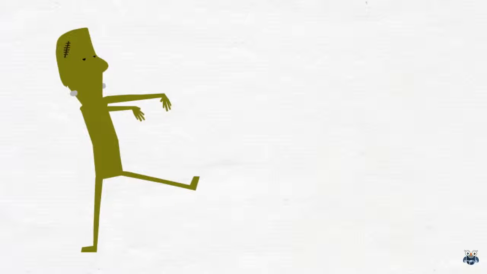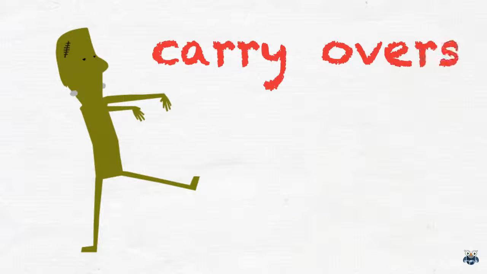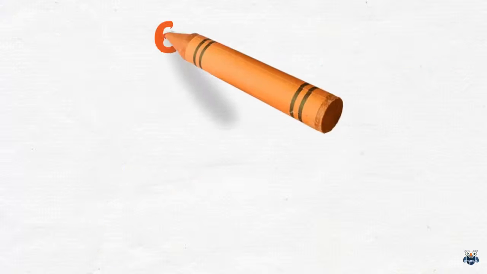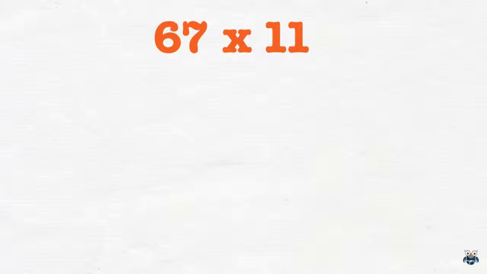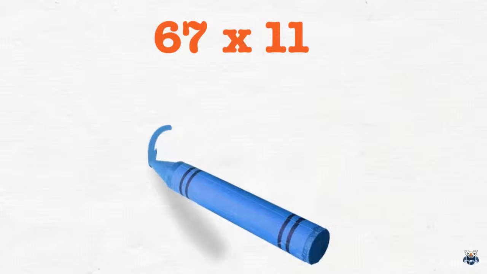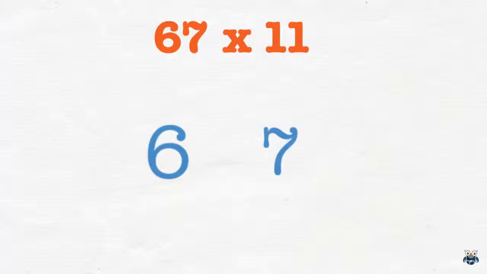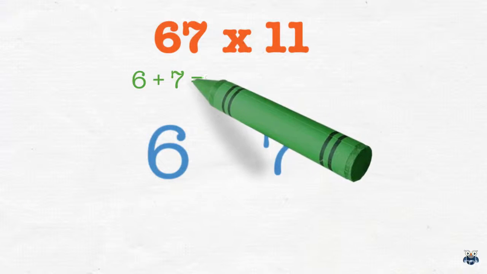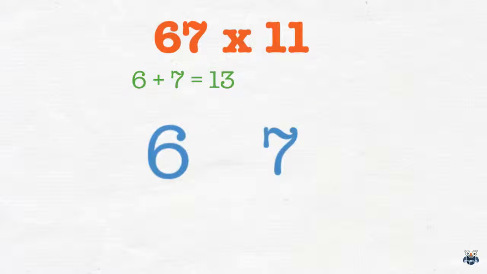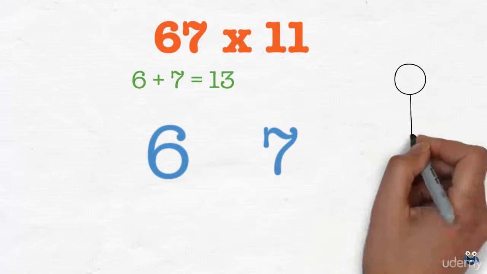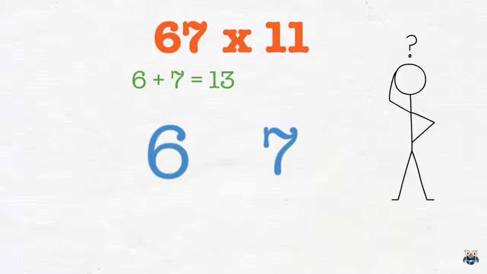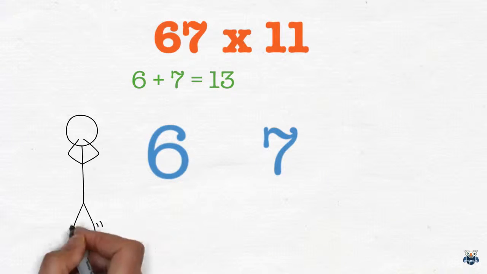Now in this next problem, we will introduce a new level of complexity, carried over digits. What is 67 times 11? As before, we write down both digits. We then add our digits. 6 plus 7 is equal to 13. Now what do we do? Do we write 13 in the gap as before? Let's do so and see what happens.